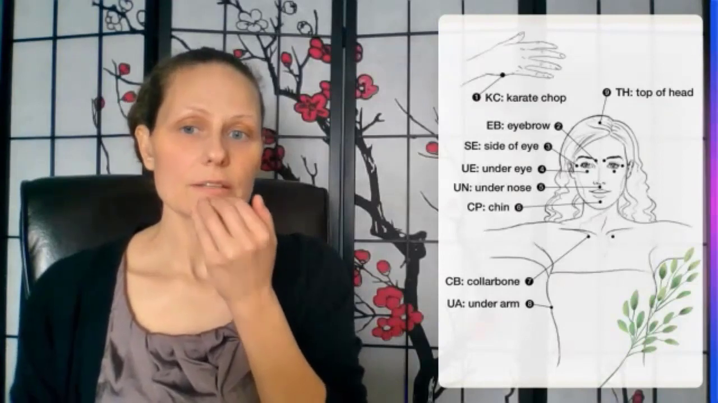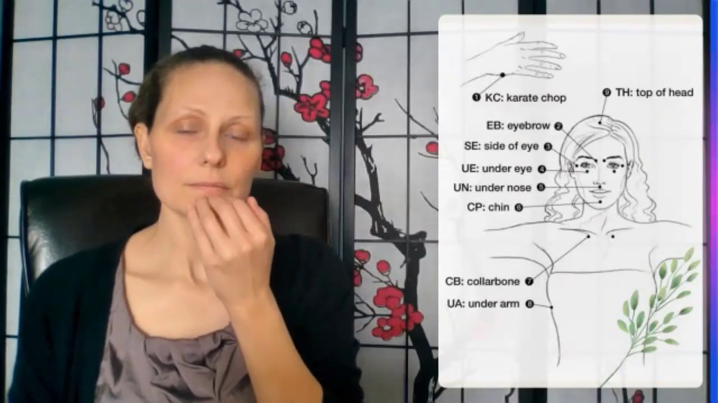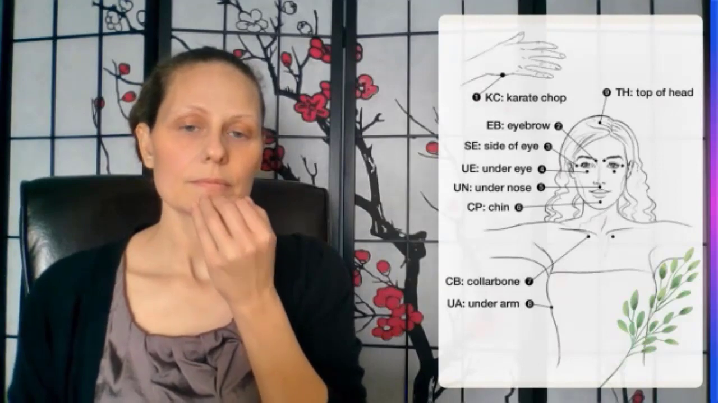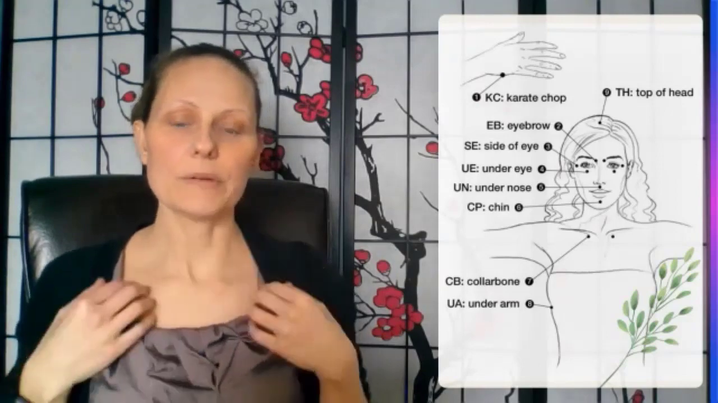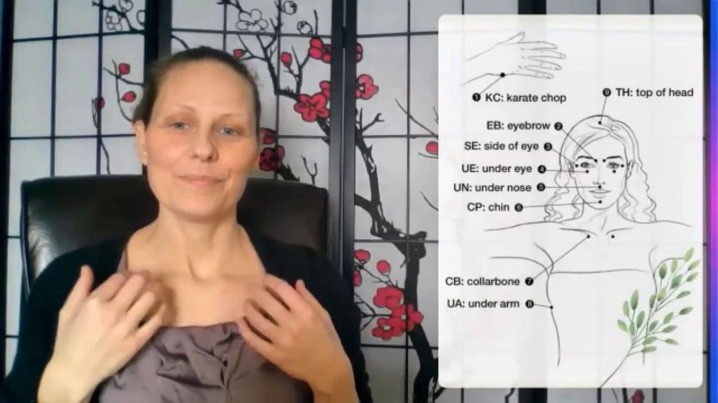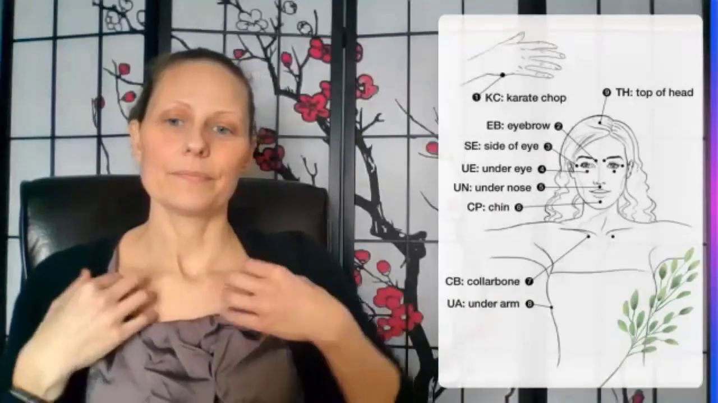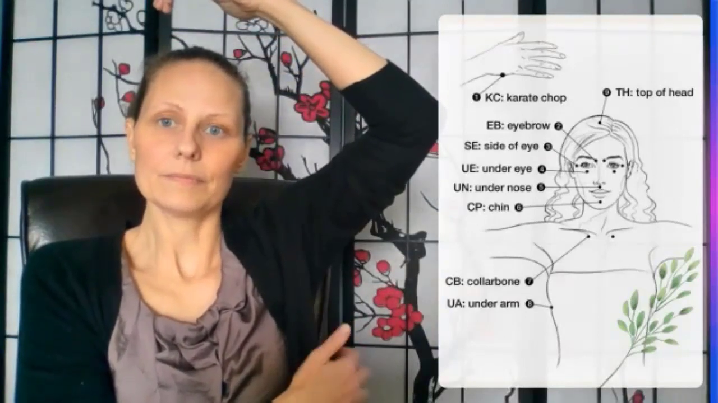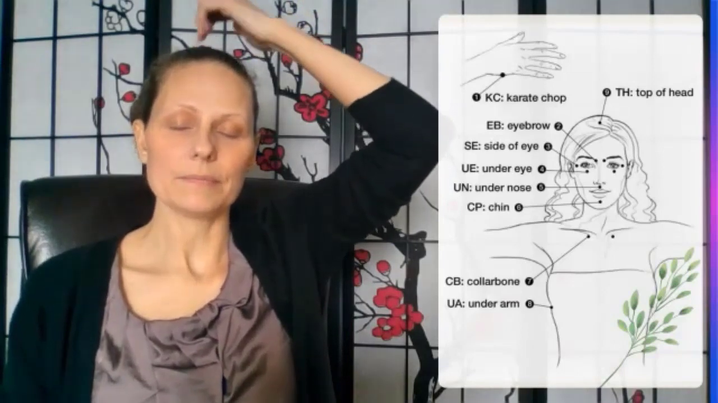Chin. Because I know that stress only makes things more difficult. Collarbone. And I certainly don't need that frontal lobe to be shut down. Under the arm. Finding my calm. Top of the head. I'm open to calm.